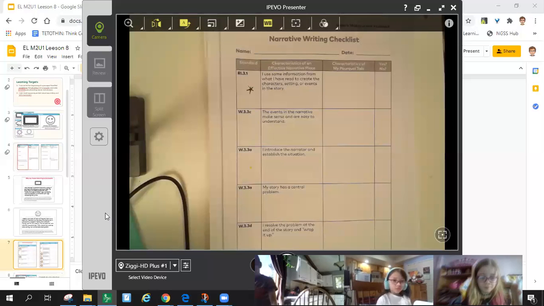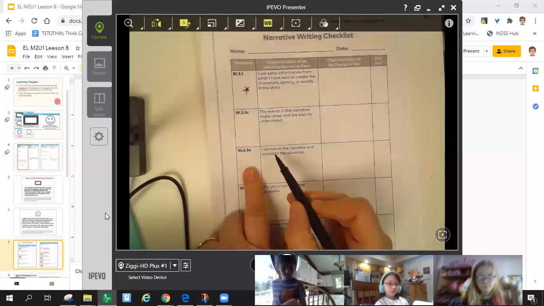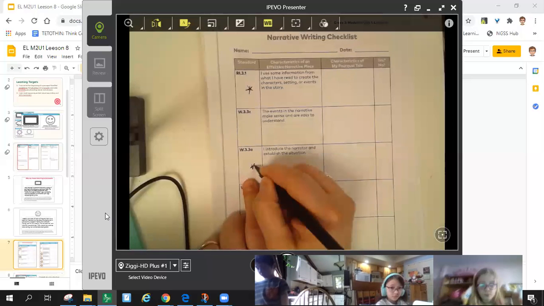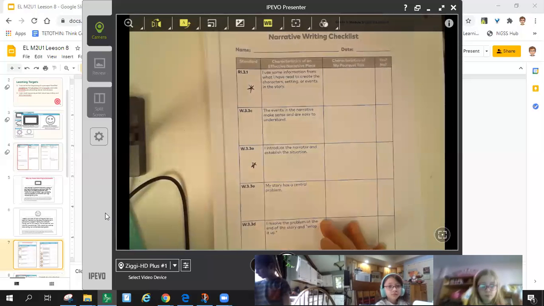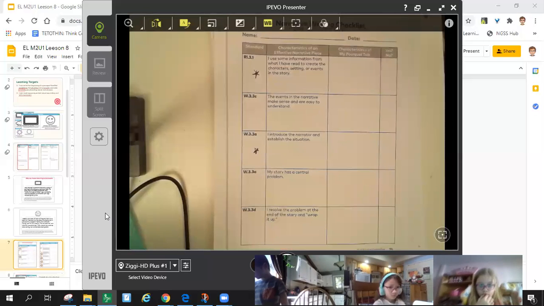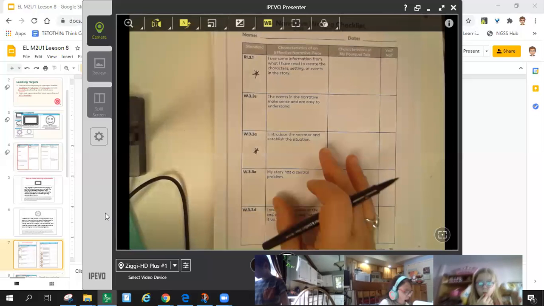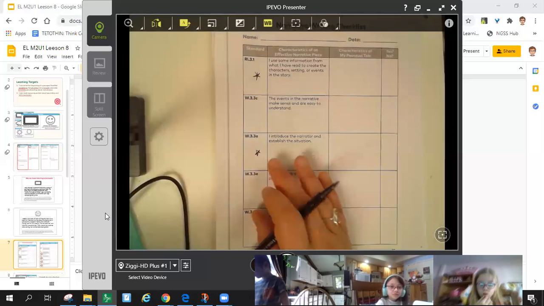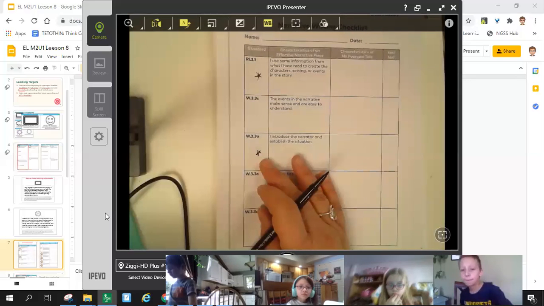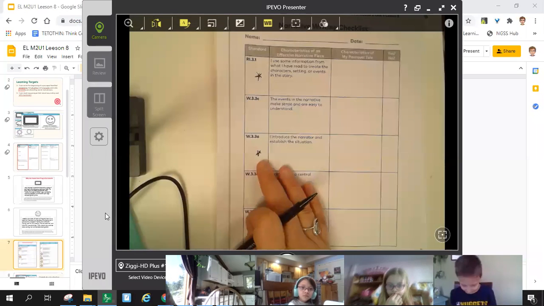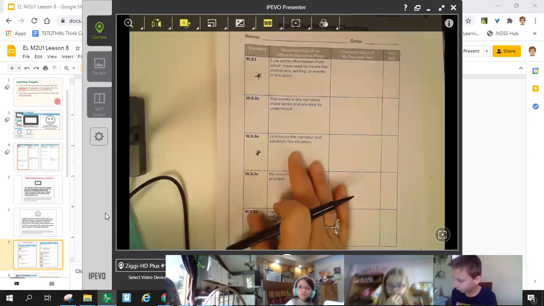Plus, we're going to work on this one. I introduced the narrator and established the situation. So when we're doing our story, we don't have an official narrator, but we know that our story is going to be said by the author, right? Our story doesn't really have a narrator, like a certain person who's reading it out loud, but we know that the story is going to be what we call third person, from the outside view, not from the frog's view kind of idea. So you're going to introduce the characters and establish the situation.